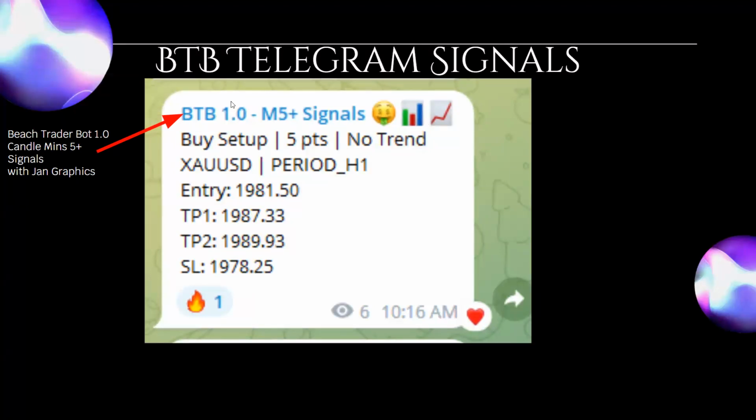Now, and this is Jan's graphics right here. He's a programmer. He likes these little things, so don't even ask me about that.